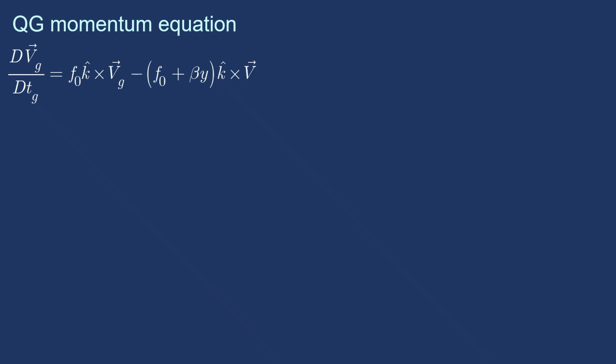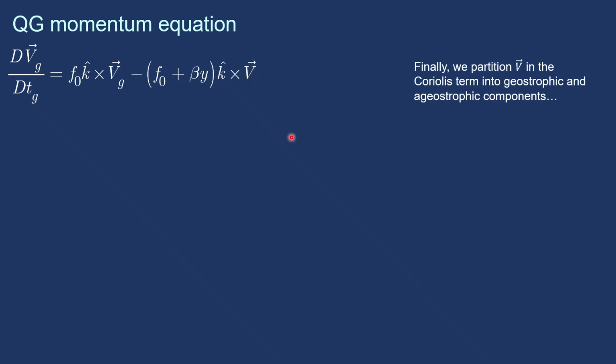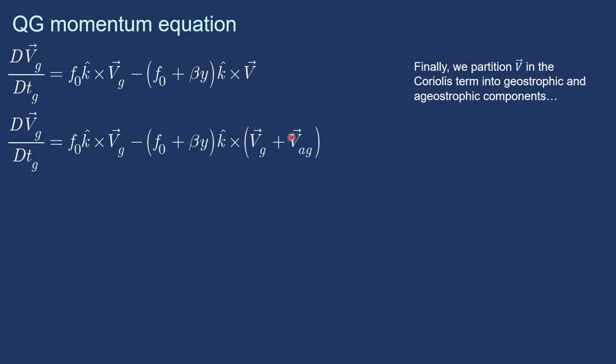So we are finally down to the last step in our derivation of the QG momentum equation. And that very last step will be to deal with the horizontal wind vector that is part of the Coriolis term on the right-hand side. Just as we've done with the acceleration term and with the horizontal advection term, we're going to break this horizontal wind vector into geostrophic and ageostrophic components in order to produce this. So the vector v becomes the sum of vg plus vag.